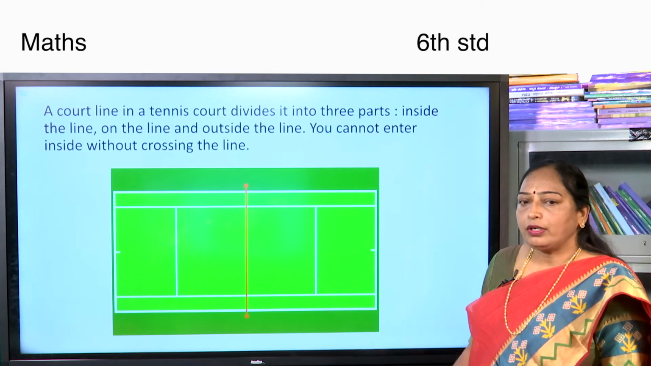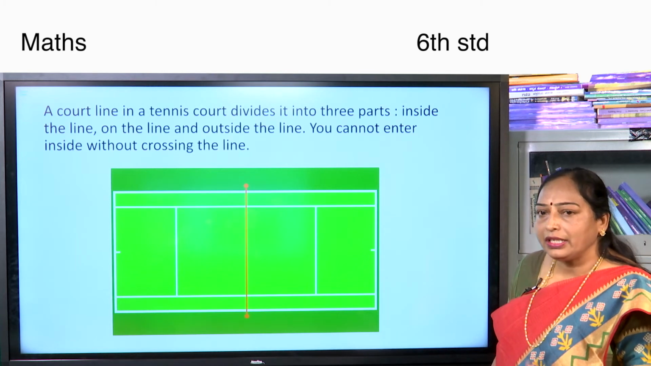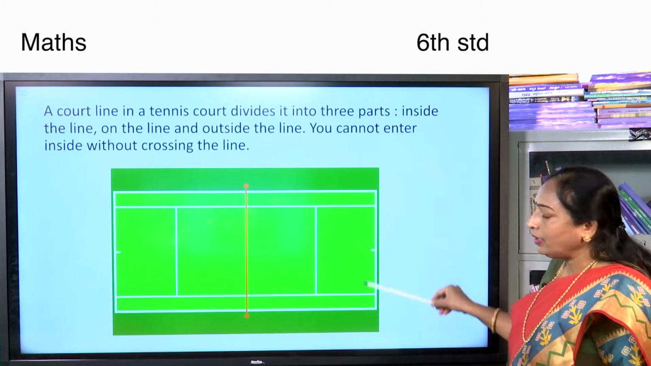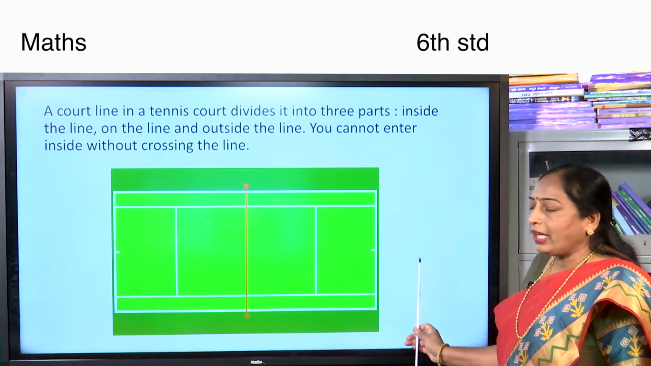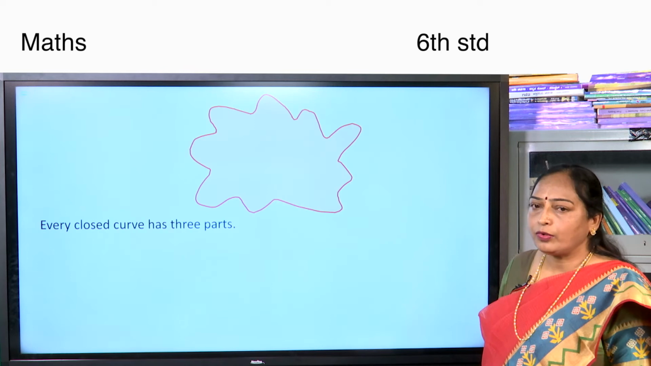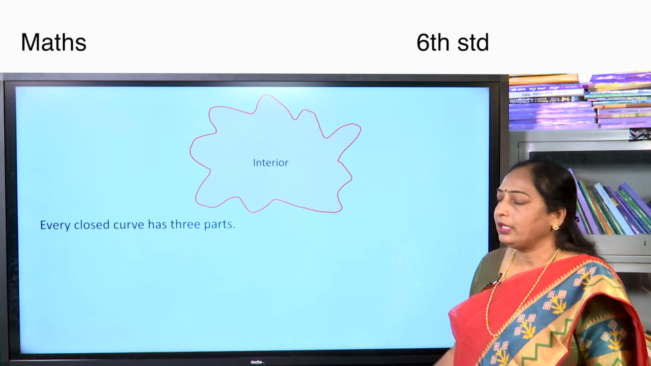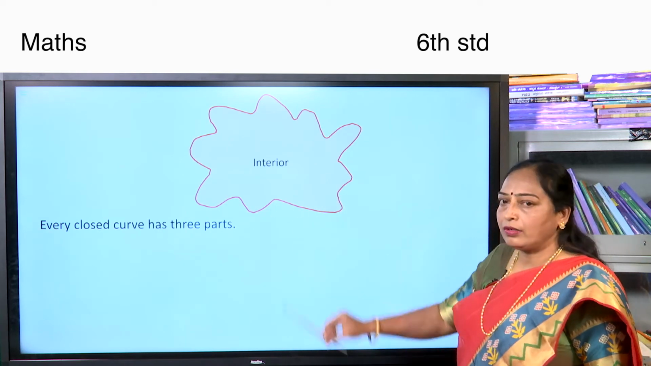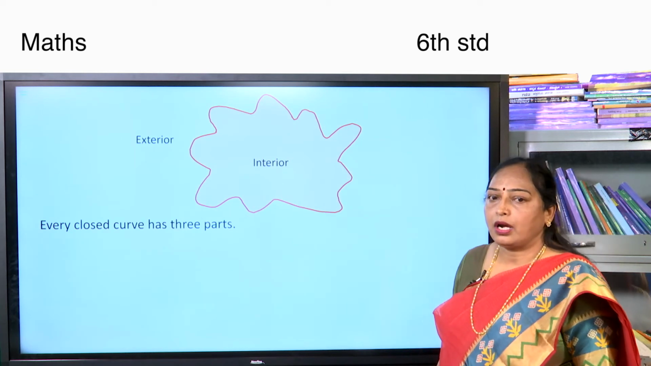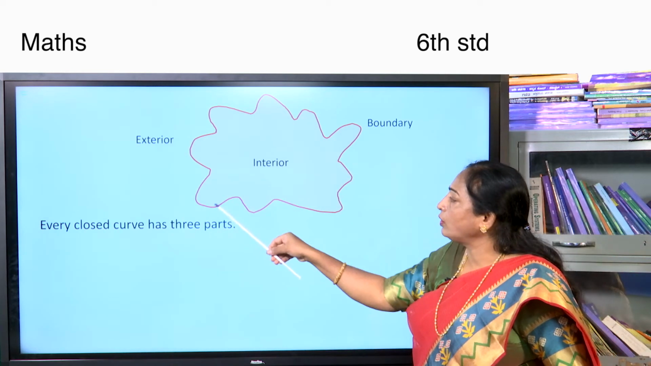Look at this tennis court. A court line in a tennis court divides it into three parts. Inside the line, on the line and out of the line. We cannot enter inside without crossing the line. Therefore, every closed curve has three parts: interior of the closed curve, exterior of the closed curve and the boundary part of the closed curve.